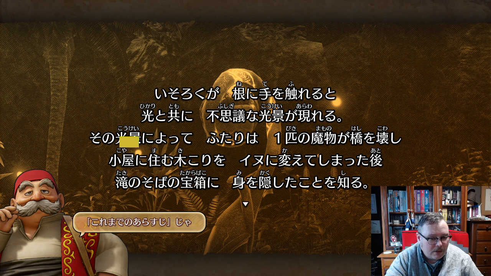Okay. So, through this scene, the two learned that one monster destroyed the bridge, and after, well, actually, I should probably put after earlier than that. So, through this scene, the two learned that after a monster destroyed the bridge and changed the woodcutter who lived in the hut into a dog, the monster, because we got ga, so we're still talking about the monster, hid himself in the treasure chest next to the waterfall. All right, here we go.